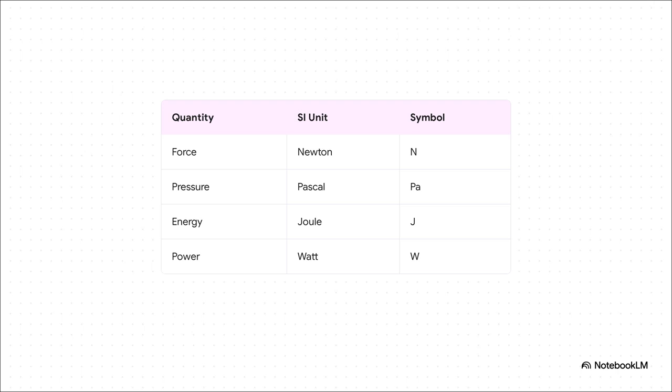Each one even gets its own special SI unit, often named after a pioneering scientist, like the Newton, the Pascal, the Joule, and the Watt.